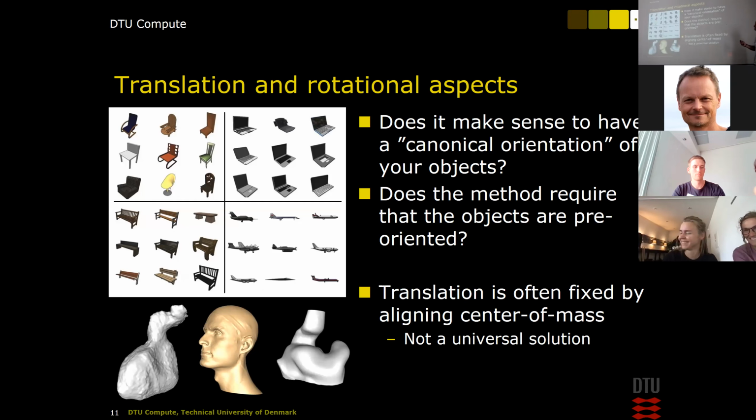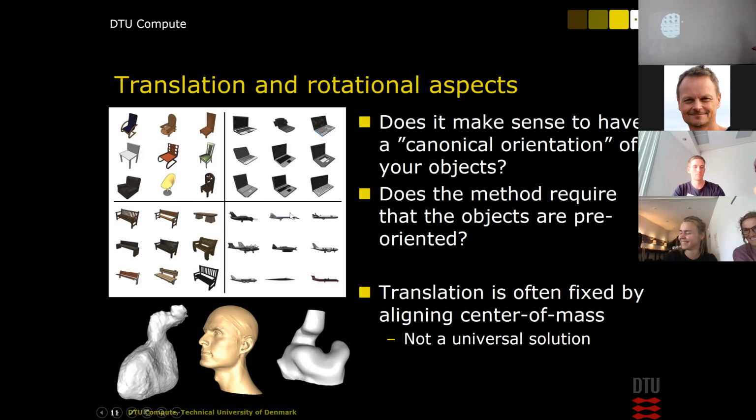Does it actually make sense to have a canonical orientation of the objects you're looking at? And does it actually matter? Yes, it matters. Some methods can handle it, some cannot. For example, these objects, you could actually say that they have a canonical orientation. There's a natural orientation of these ones here, because a chair has a canonical orientation and so on.